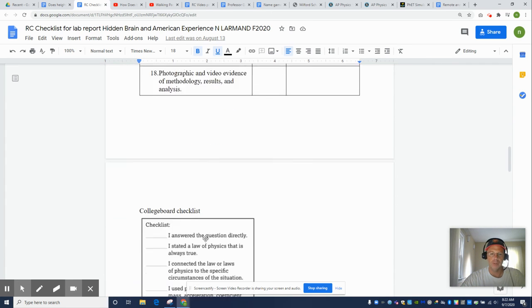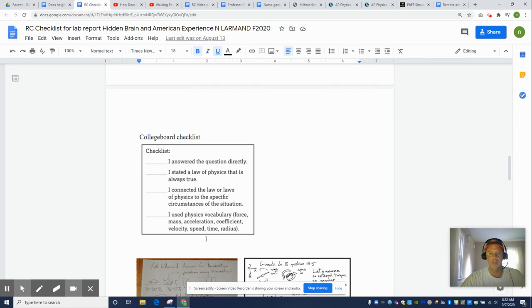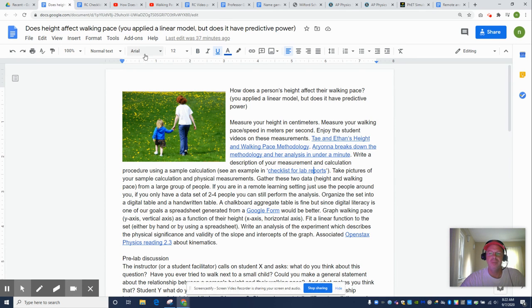So there's the checklist. Oh, College Board has their own checklist. If you're in AP Physics, these are the people who will grade your written and numerical symbolic responses. So pay attention to their checklist. All right, so I think that's good enough for a setup.